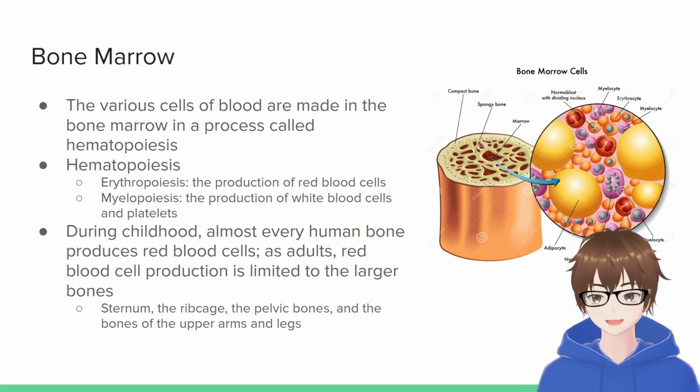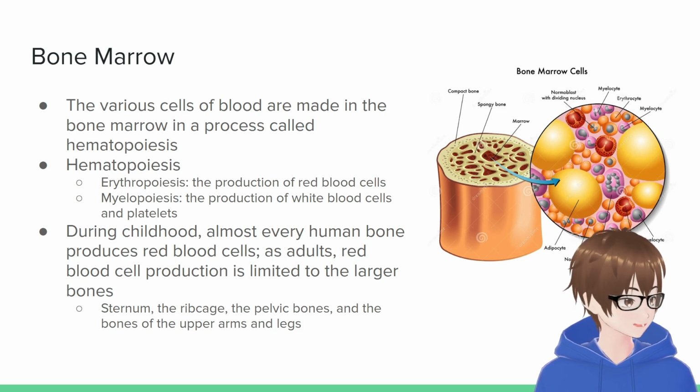So the various cells of blood are made in the bone marrow in a process called hematopoiesis. Hematopoiesis is broken into two separate processes. The first is erythropoiesis, which is the production of red blood cells. And then we have myelopoiesis, which is the production of white blood cells and platelets. During childhood, almost every human bone produces red blood cells. And as adults, red blood cell production is limited to the larger bones. These bones being the sternum, the rib cage, the pelvic bones, and the bones of the upper arms and legs.